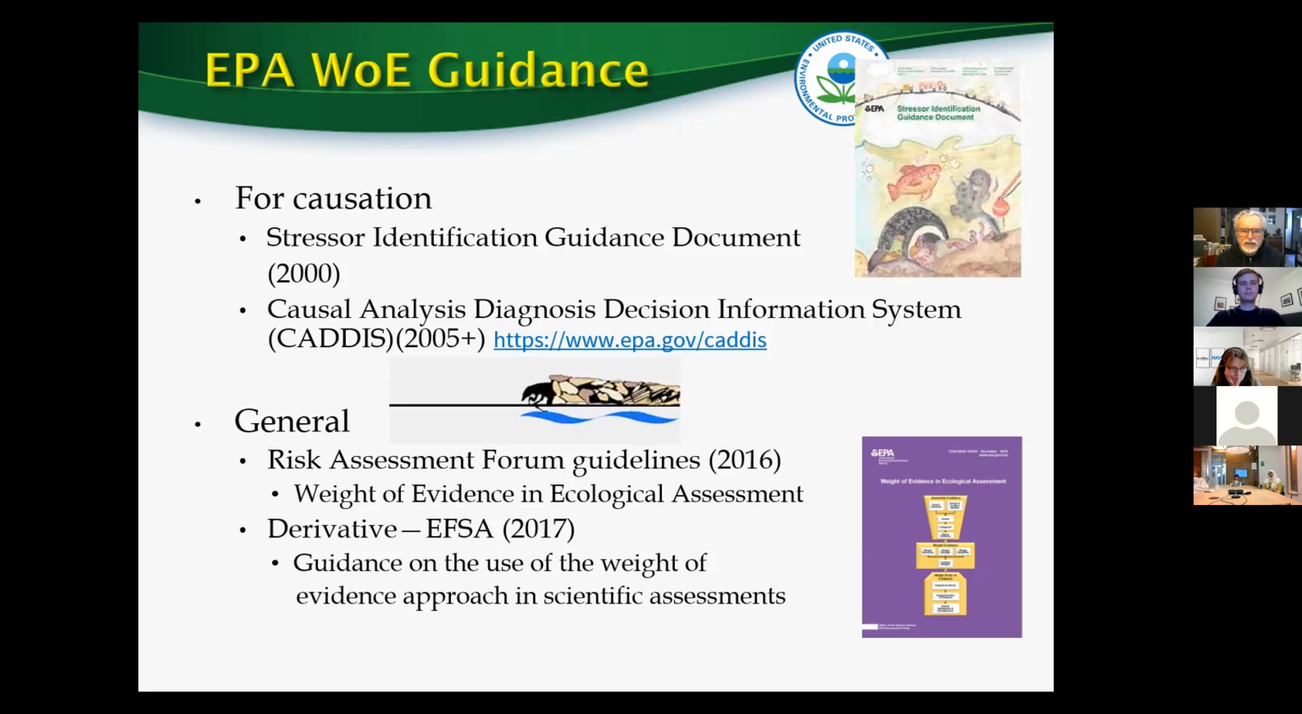And then I and some other people felt that the agency needed some general guidance on how to do a weight of evidence assessment that was not particular to determining the causes of ecological impairments. So the Risk Assessment Forum, which is part of the Office of the Administrator in the EPA, under my leadership, developed guidelines in 2016 for weight of evidence in ecological assessment. It's actually a method that's applicable to human health assessment.